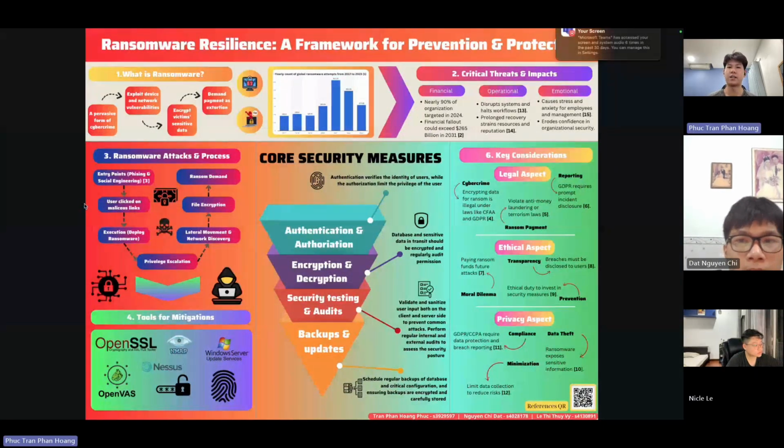Hello everyone, we are Saigon South Section 3 Group 6 and today we'll be presenting on our design academic poster out of our chosen attack type of ransomware.